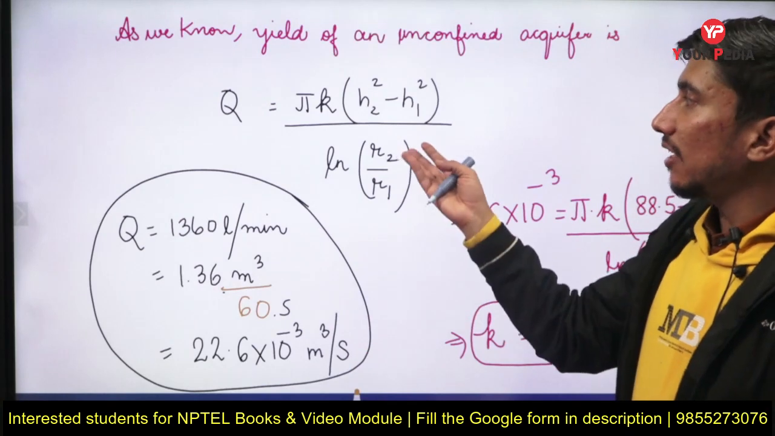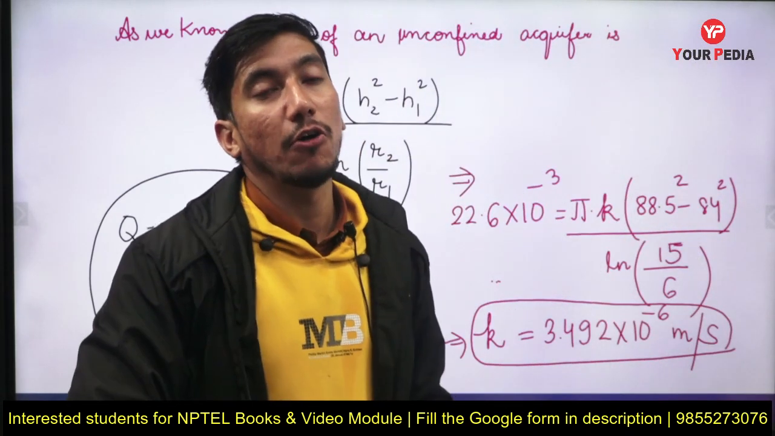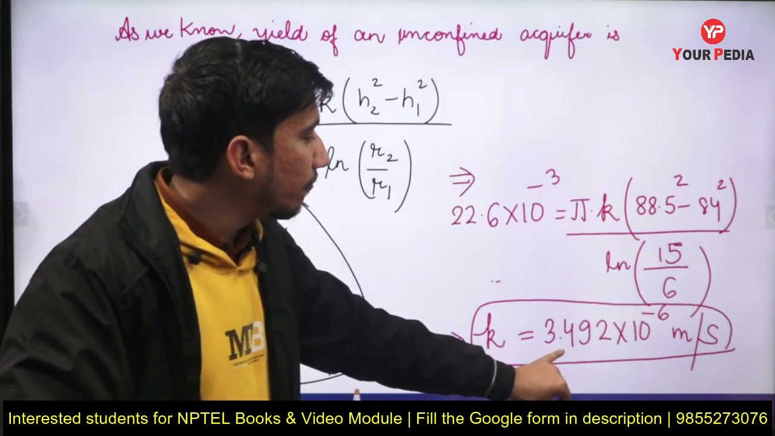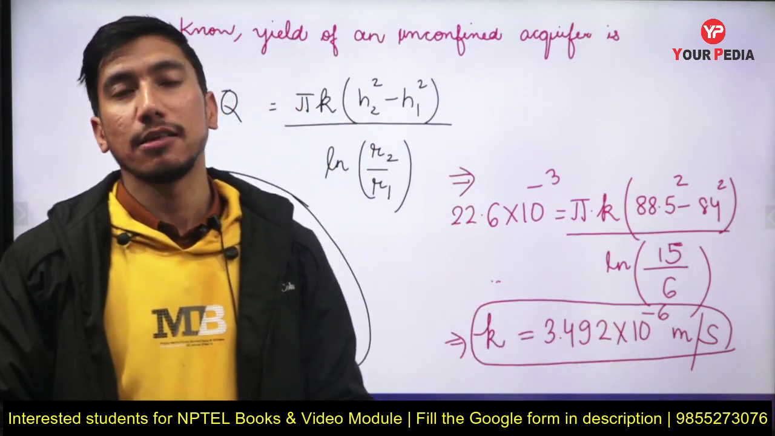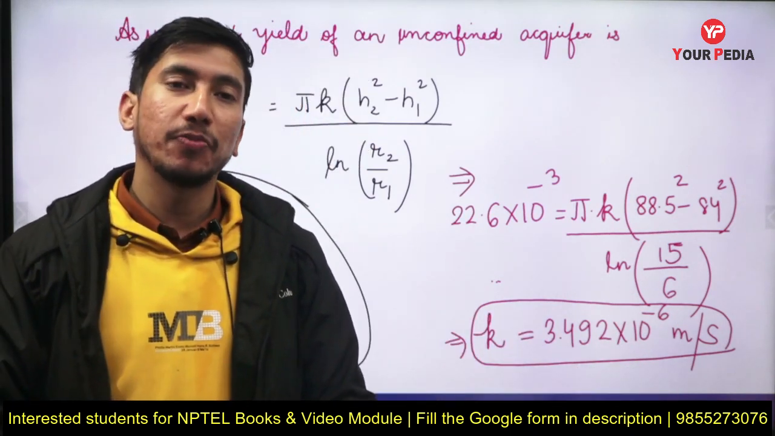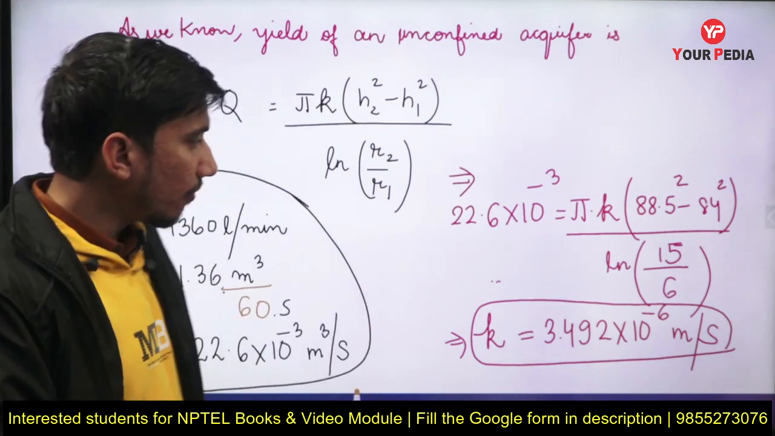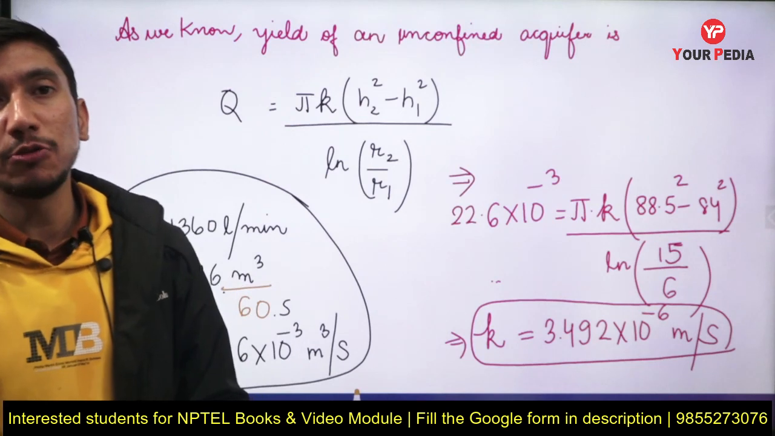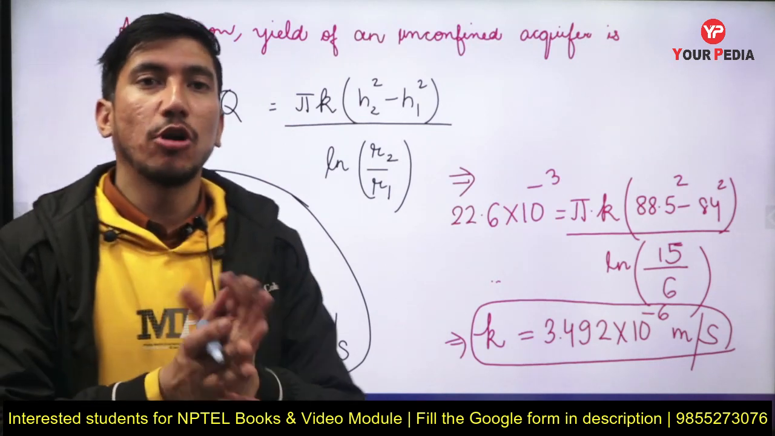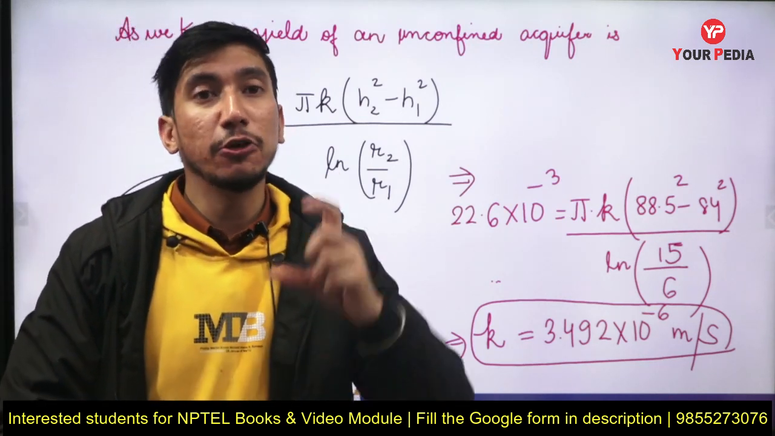And when I substituted the value, I get the value of coefficient of permeability as 3.492 into 10 to the power minus 6 meter per second. Okay, so this much coefficient of permeability was there. Now in the next part, we need to find out what will be the drawdown in the main well. We need to find the value of HW.